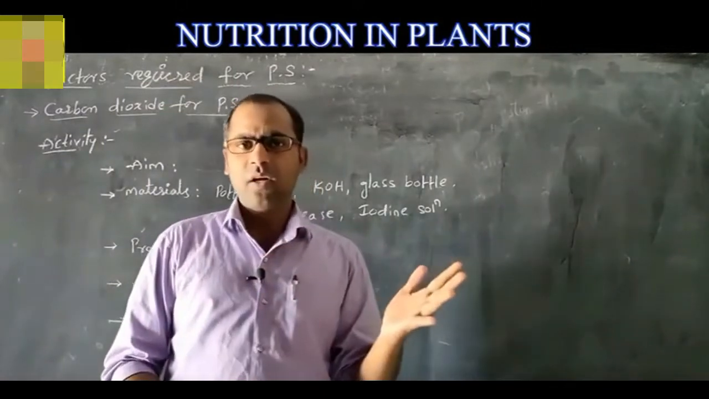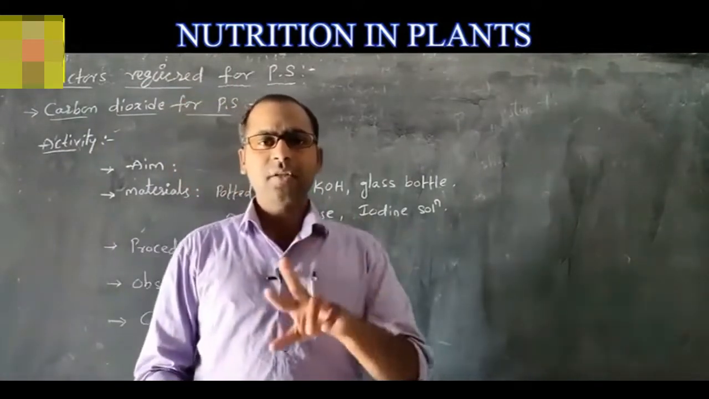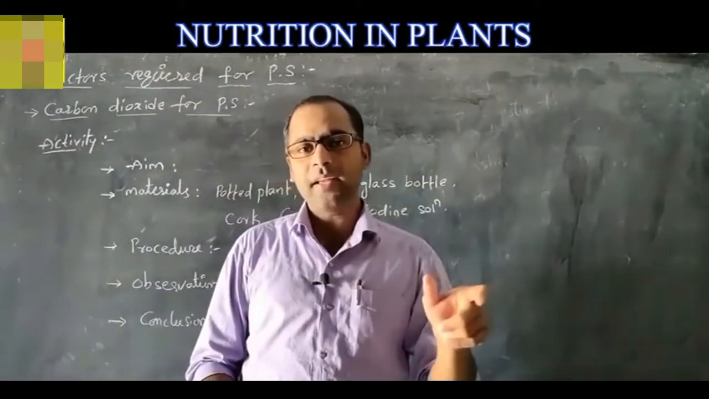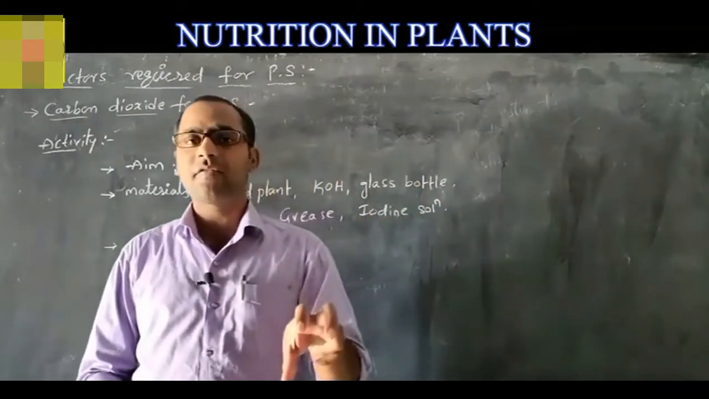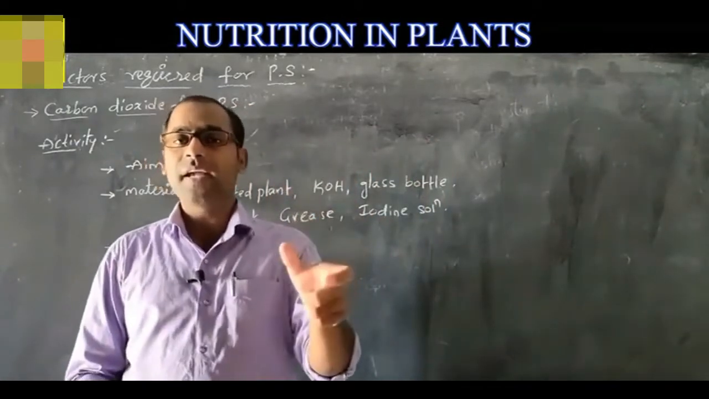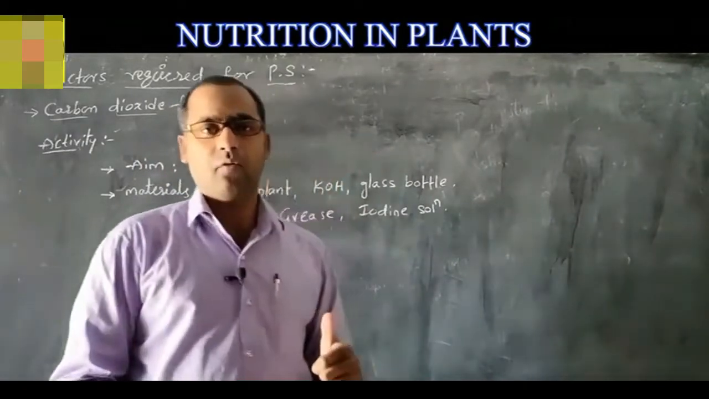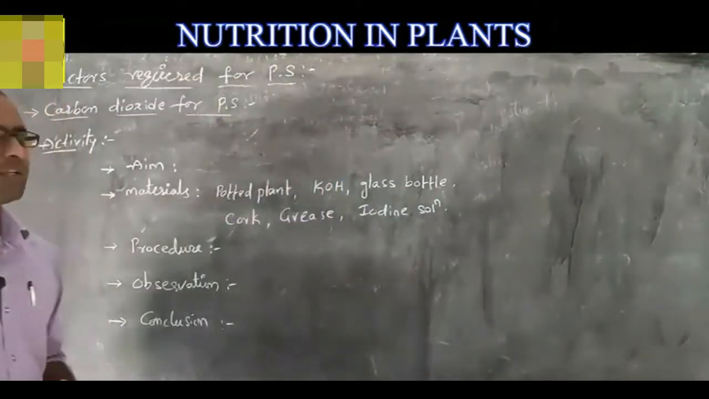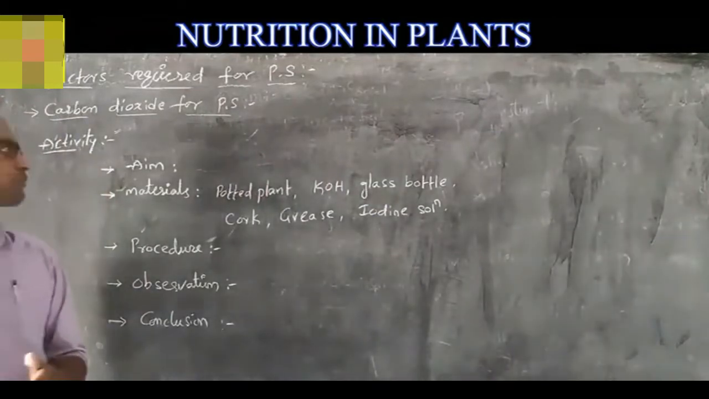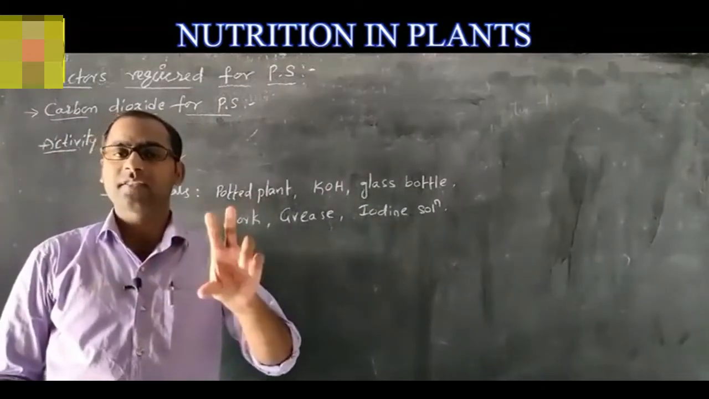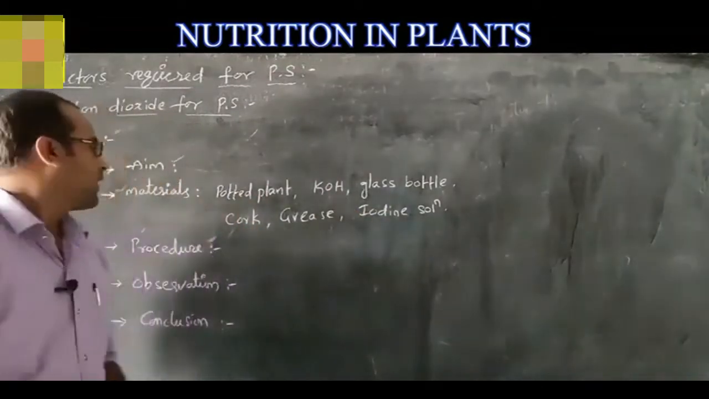Yes, so we came to an understanding that there is a relation between air and photosynthesis. So from air, which part of the air is required for photosynthesis? Yes, that we have to confirm now, right? Let us perform this activity. So what is the aim of the activity now? To prove carbon dioxide is necessary for photosynthesis.